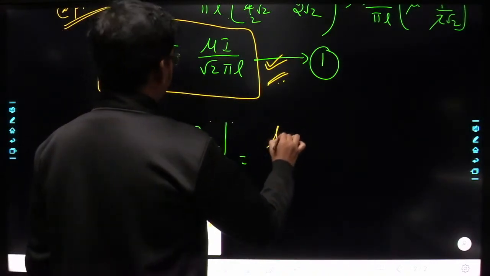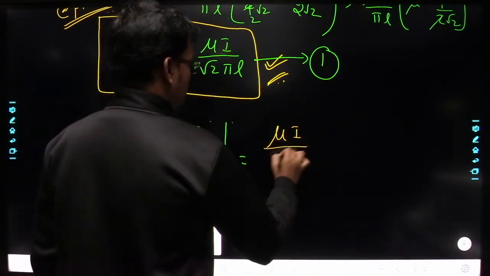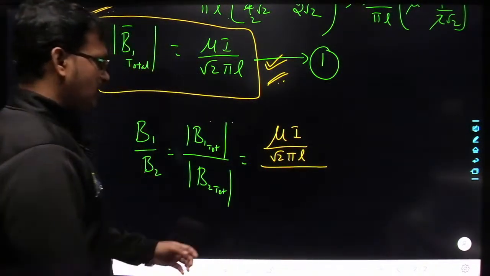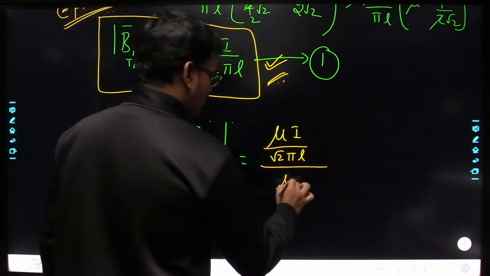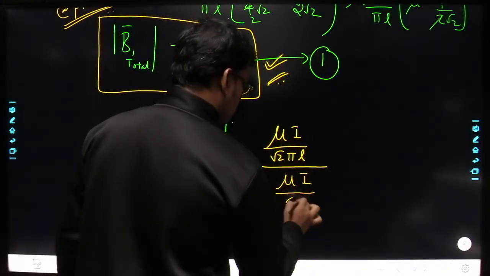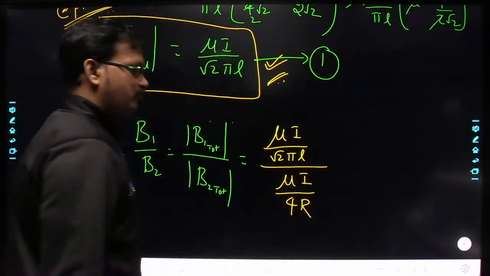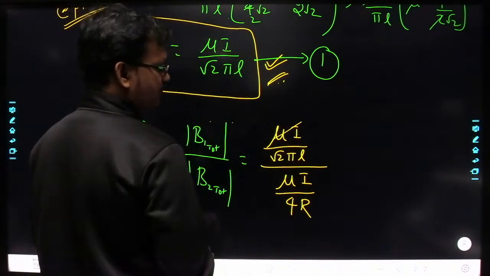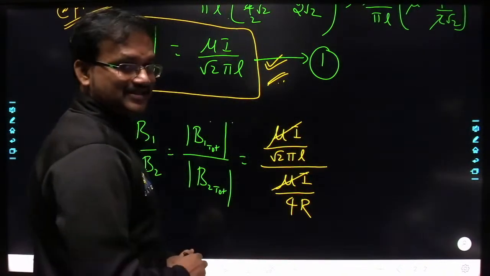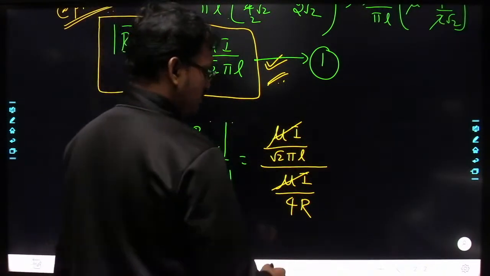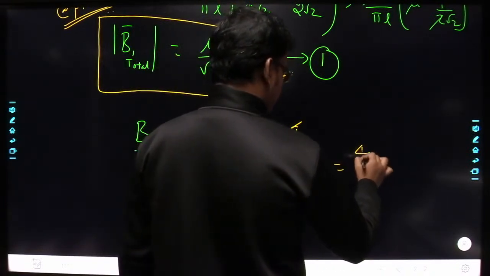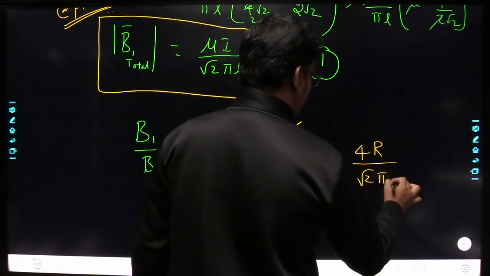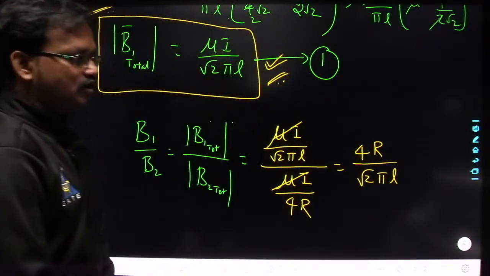That is equal to mu I by root 2 pi L divided by B2 total, which we got as mu I by 4R. This is the ratio we got. Now here mu I and here mu I will get cancelled, right? So here we are going to get 4R divided by root 2 pi L.